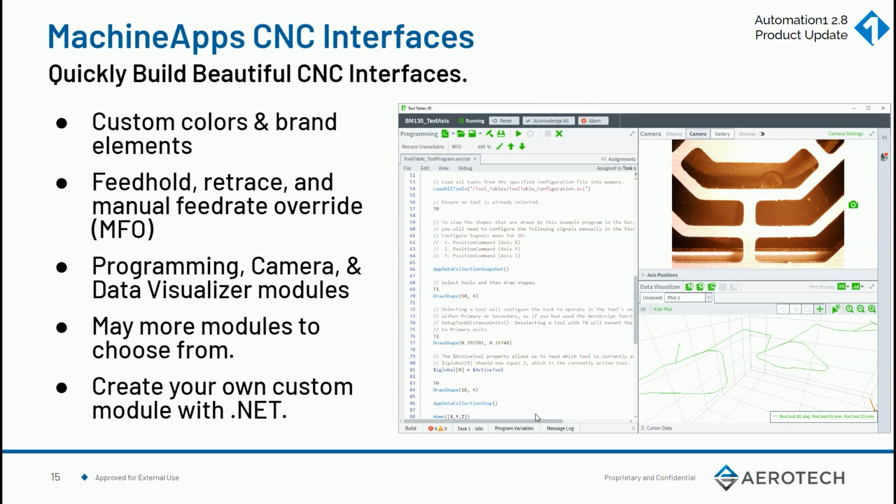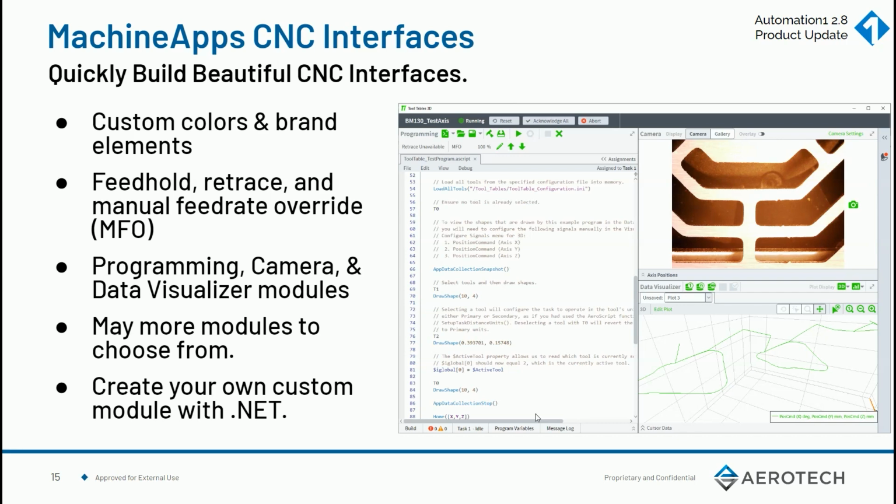Machine apps has been developed over many release cycles, and at this point in its life cycle, it has really nice features such as the ability to deploy custom colors and brand elements. We just released in the last release the feed, hold, retrace, and MFO capabilities. You can add programming, camera, and data visualizer modules. Many more modules are there to choose from, and then you can also create your own custom module with .NET.